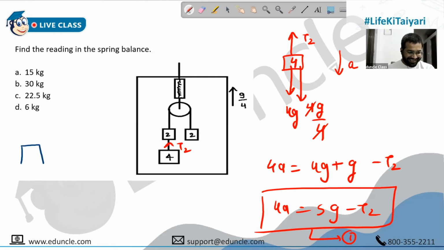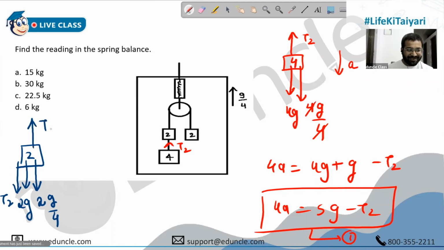Okay, so we have got 2g in the downward direction. Then we have got pseudo force, mass into acceleration. It is 2 into, what is acceleration? g by 4. And then there is T2 also, because the 2 kg will experience a tension due to this. There will be a tension T2 also in the downward direction. So many downward forces. This is such a good question. And we have got T1 in the upward direction, and acceleration in the downward direction. Please tell me if you have any questions.